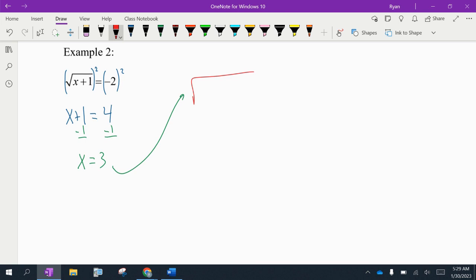Remember, now we're going to check this. The original problem says the square root of x plus 1 is equal to negative 2. I think x should be equal to 3, so if I plug a 3 in for where that x was, I'm evaluating. 3 plus 1 is 4. The square root of 4 is 2. However, 2 does not equal negative 2. So here's one of those problems where I did everything correct, I got a potential solution, however, it didn't work. We would call this one extraneous.